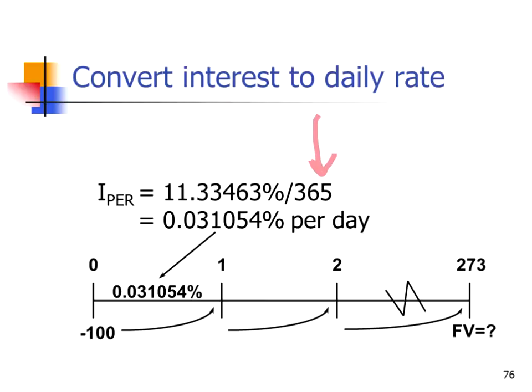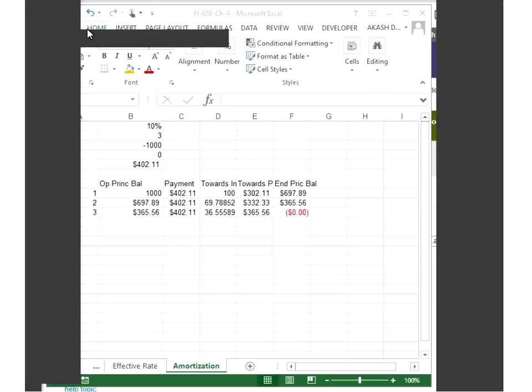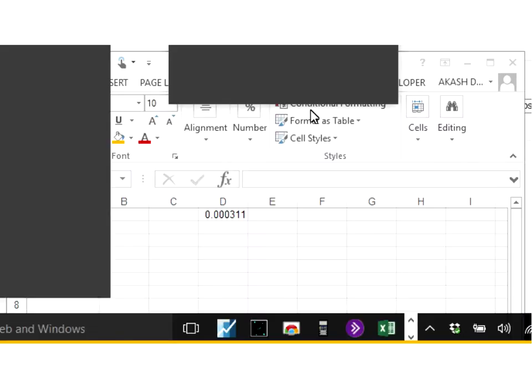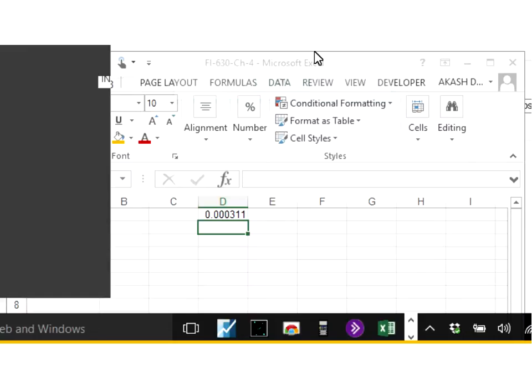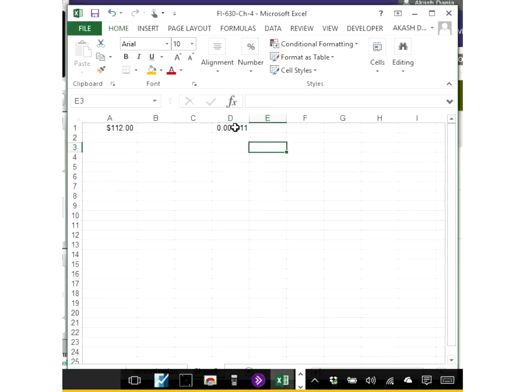Oh, they take it as a 365-day periodic rate. Okay. So this has to be divided by 365, even though that's 273, because annual, it should be divided by 365. That's my mistake. So it should be 0. Let me show it on Excel. So that's my mistake.